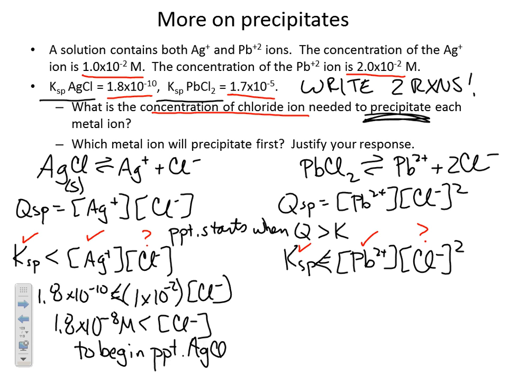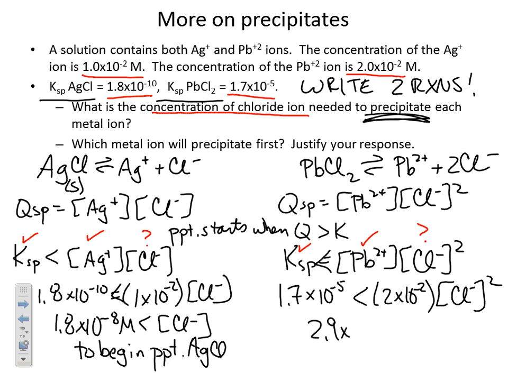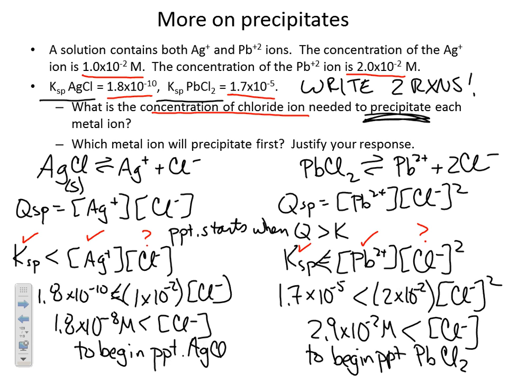I'm going to do the same thing for the lead. So I've got 1.7 times 10 to the minus 5th, and the lead concentration is 2 times 10 to the minus 2nd, and we're looking for the chloride concentration, which is squared, so keep that in mind when you're solving. So for this one, as soon as the chloride concentration is greater than 2.9 times 10 to the minus 2nd, we will begin precipitating the PbCl2. That's what that value means. So that right there actually answers the first part of the question.